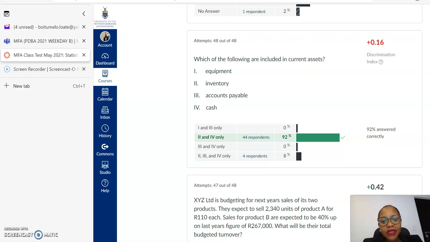Remember, for the respondents that got the question wrong and included accounts payable, it is a liability, a current liability, and not an asset. It's the amount that you owe people. It's payable to others.